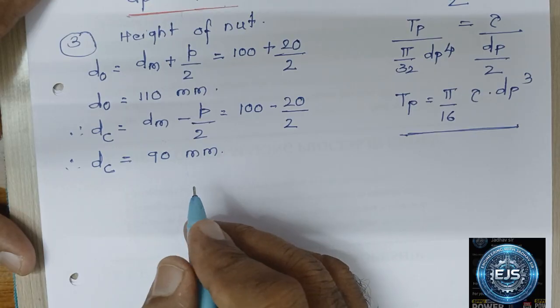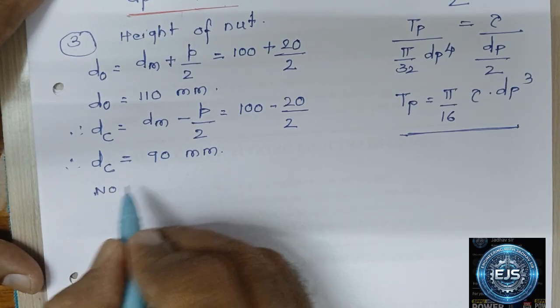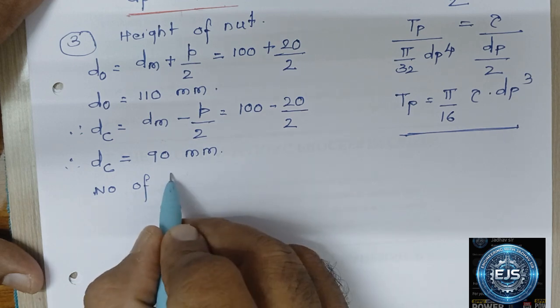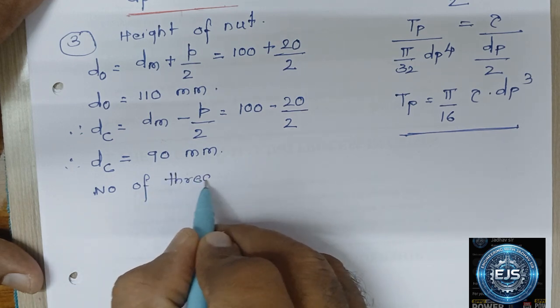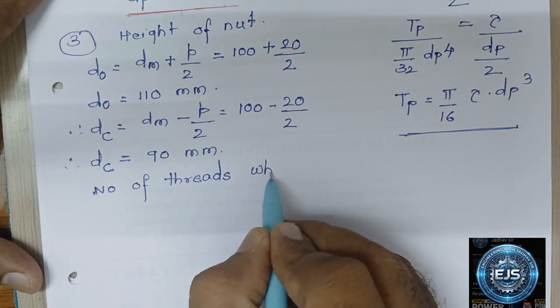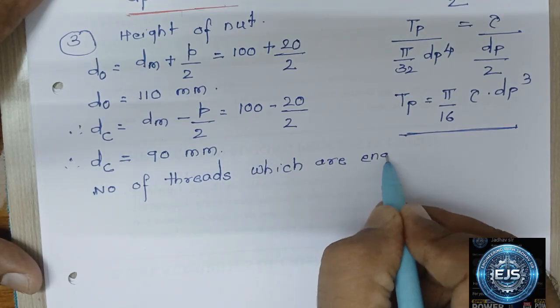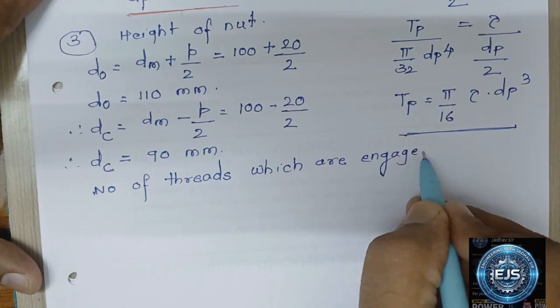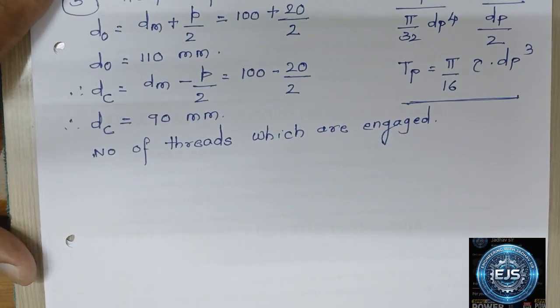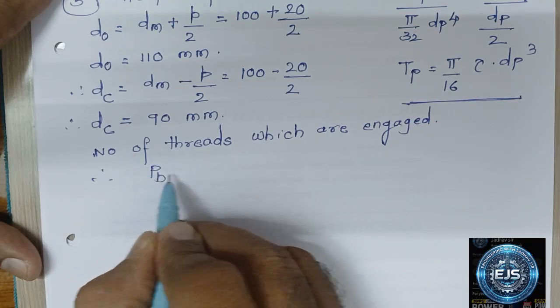नाउ वी हैव टू कैलकुलेट द नंबर ऑफ थ्रेड्स विच आर एक्चुअली एंगेज्ड. नंबर ऑफ थ्रेड्स ऑफ द स्क्रू एंड नट विच आर एक्चुअली एंगेज्ड. स्क्रू और नट के कितने थ्रेड्स यहाँ एंगेज हुए हैं एक दूसरे में, वो हमें कैलकुलेट करना होगा. तो इसके लिए हमें बेरिंग प्रेशर का फॉर्मूला यूज करना होगा.